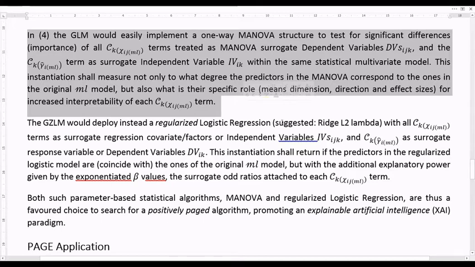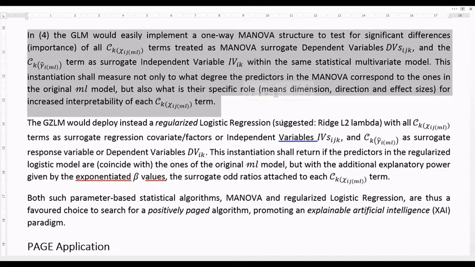For instance, in the general linear model context, it is possible to implement a one-way MANOVA structure to test for significant differences of all predictor terms treated as MANOVA surrogate dependent variables, and at the same time, the target terms, response variable terms of the original model as surrogate independent variables within the same statistical multivariate model.